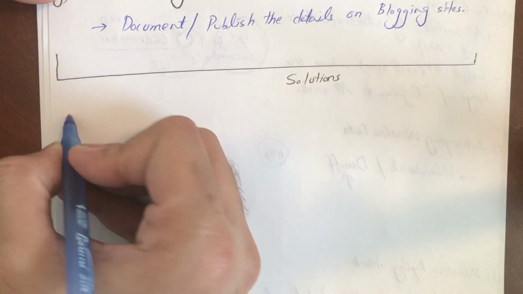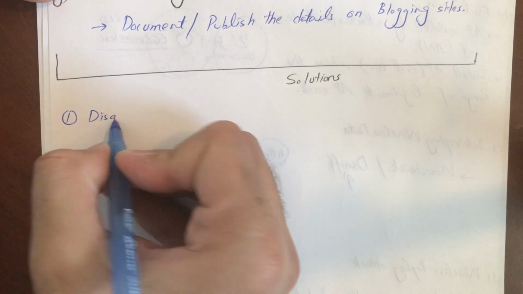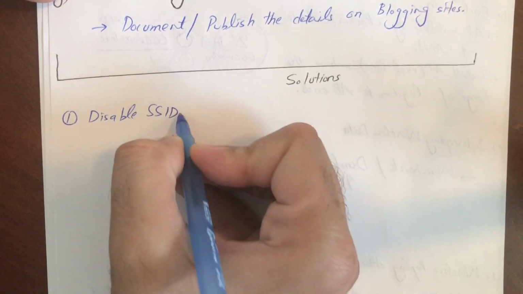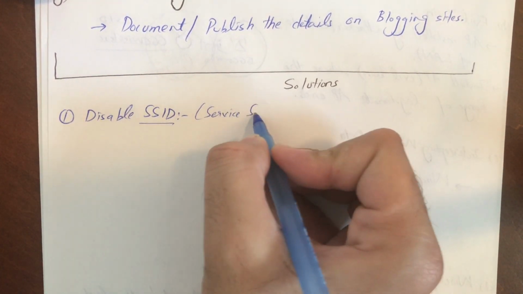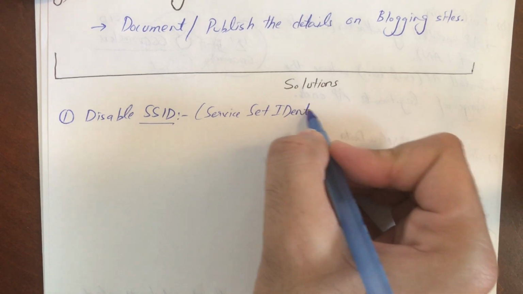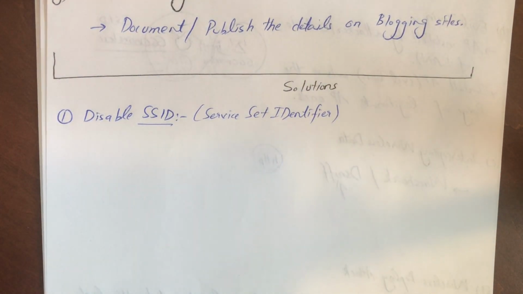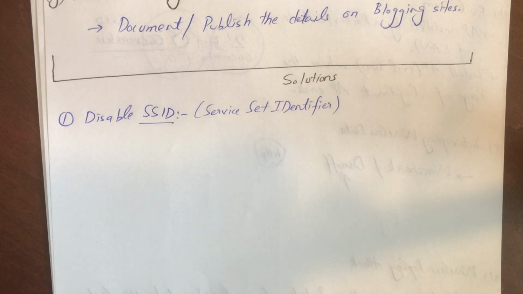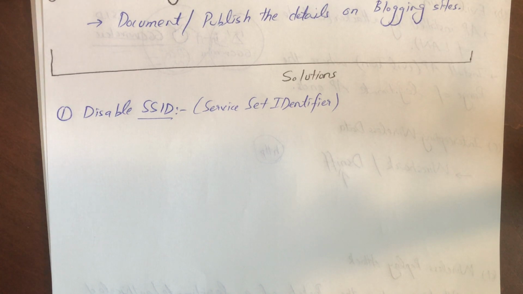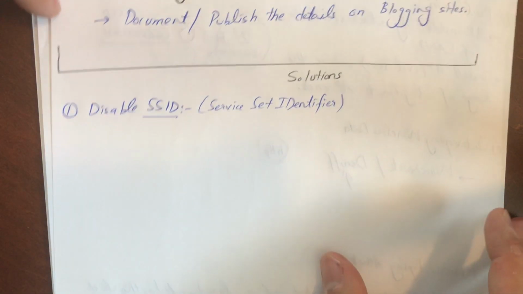Solutions. One of the best solutions is to disable the SSID. SSID is the service set identifier. For example, once all the legitimate devices are connected, it becomes unnecessary to broadcast your SSID. You can disable it by going to the settings or your account provided by the ISP. It avoids piggybackers entering your network.